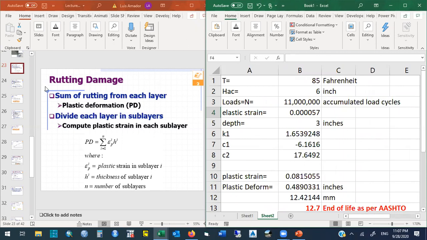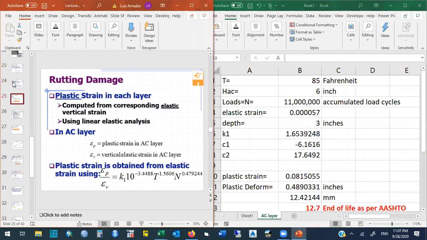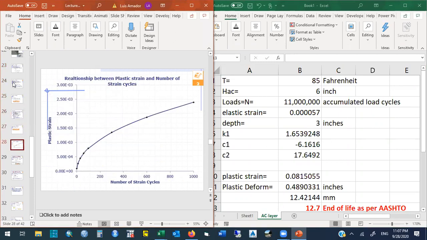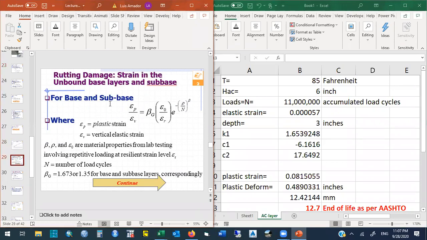Actually, rutting, I haven't finished. This is only the rutting on the asphalt cement layer so far. Exactly. There is rutting in the other layers. This is how the number of cycles and the plastic strain will move. But as I was saying, there is also rutting in the granular layers. Yeah, go ahead. I don't have any question.